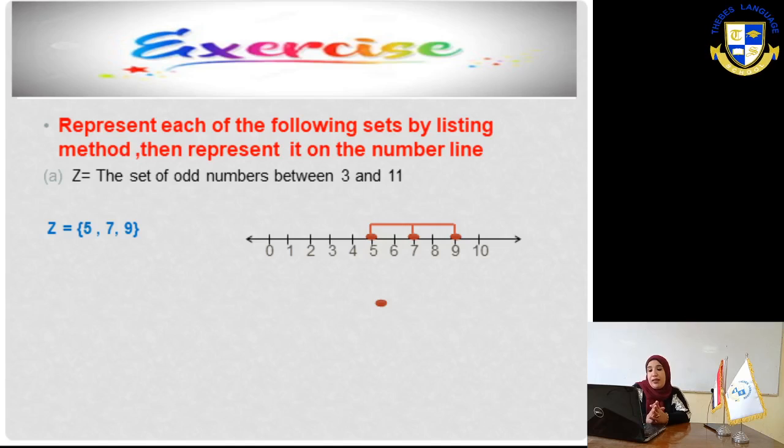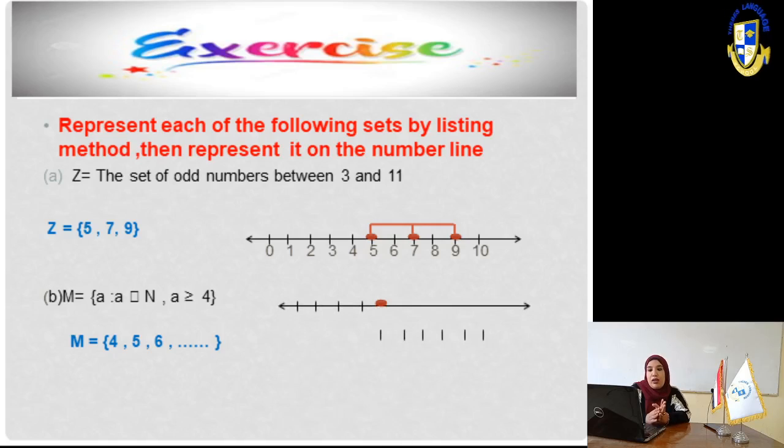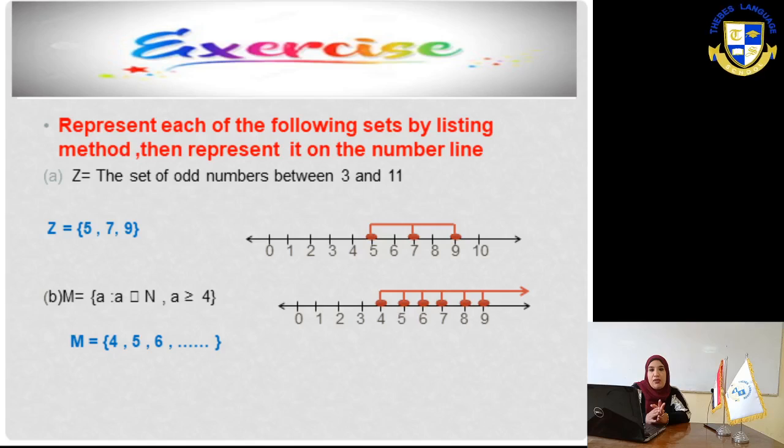Okay. Set M is the set of A, where A is an element belonging to N, and A is greater than or equal to 4. It's a number belonging to N, and this number is greater than or equal to 4. What is the number that is greater than or equal to 4? It will be 4, 5, 6, 7, 8, and so on.